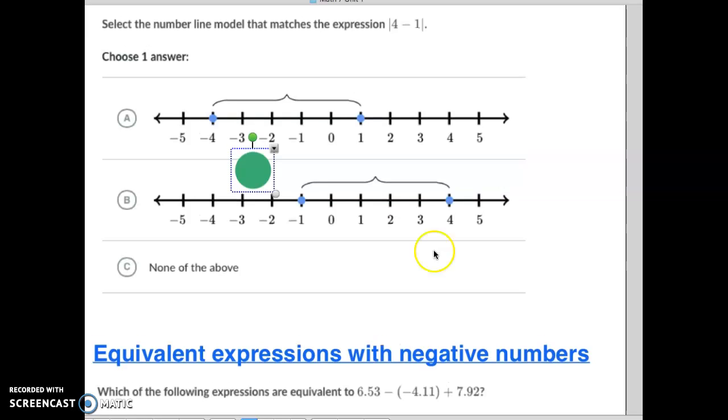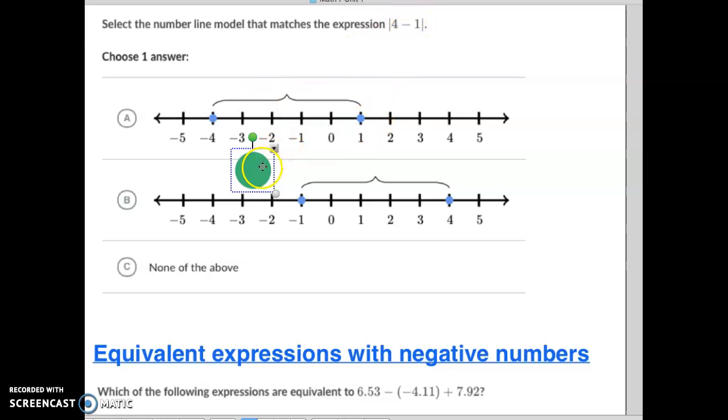Hey, they give us our nice number lines already. 4 minus 1. You all know that 4 minus 1 is 3, correct? And the absolute value of 3 is 3. Absolute value turns everything positive, so it even keeps positives. Well, this one has a distance of 1, 2, 3, 4, 5. So that absolute value is 5.